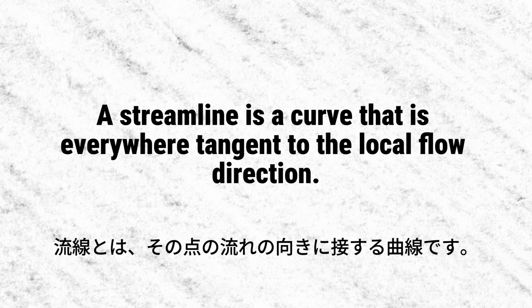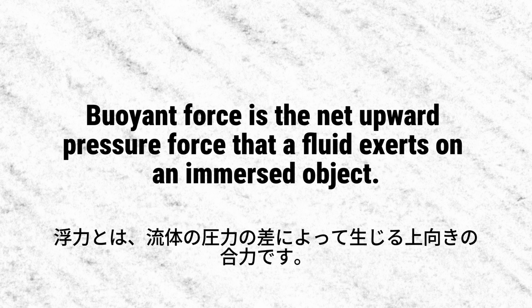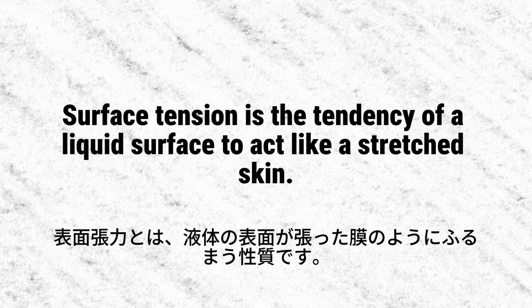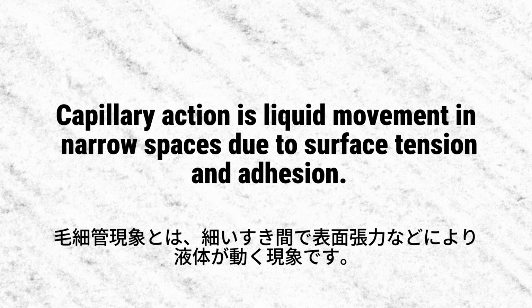A streamline is a curve that is everywhere tangent to the local flow direction. Buoyant force is the net upward pressure force that a fluid exerts on an immersed object. Surface tension is the tendency of a liquid surface to act like a stretched skin. Capillary action is liquid movement in narrow spaces due to surface tension and adhesion.